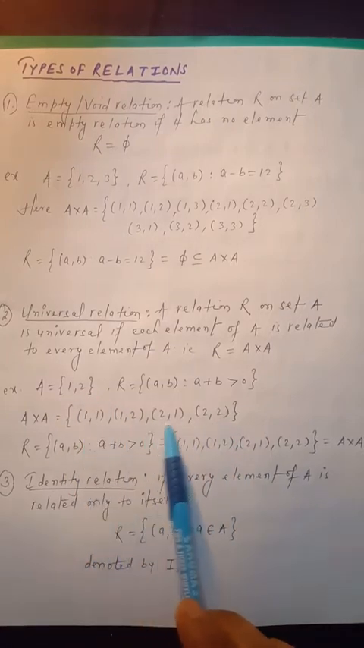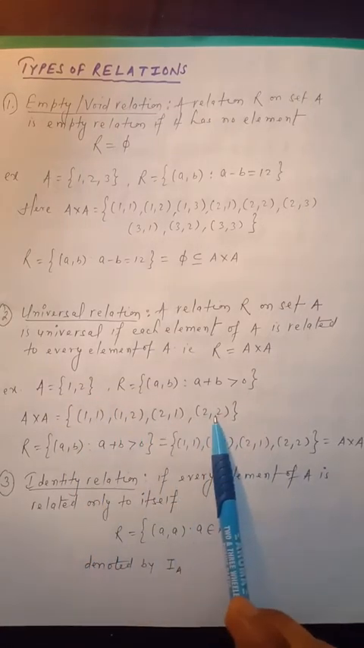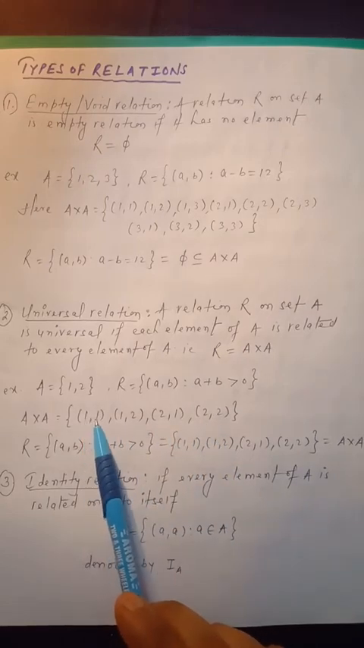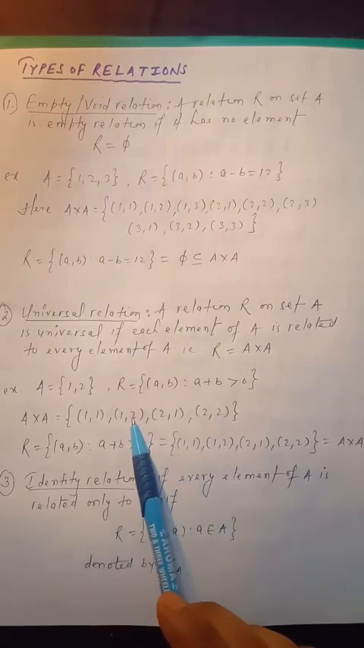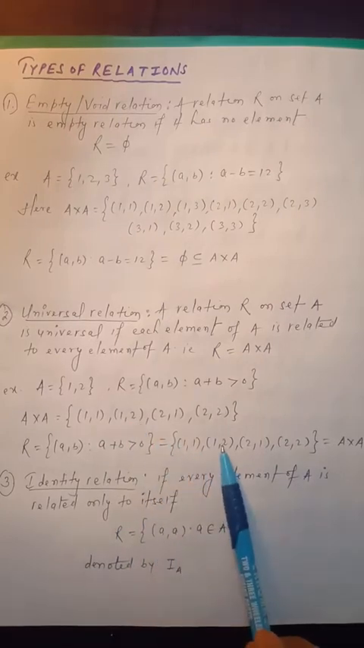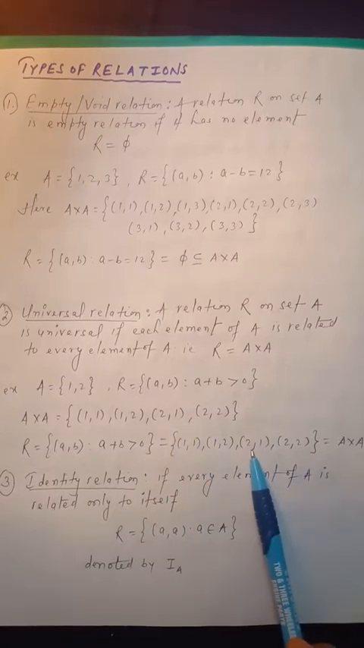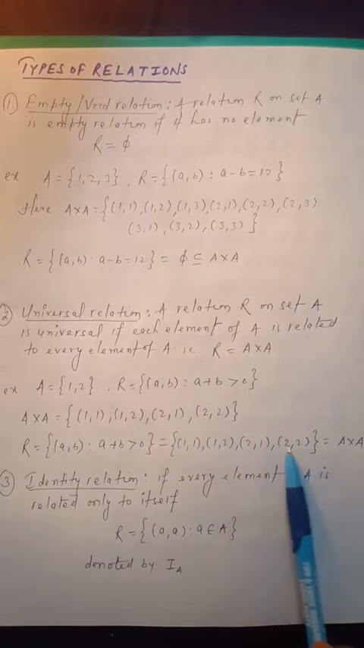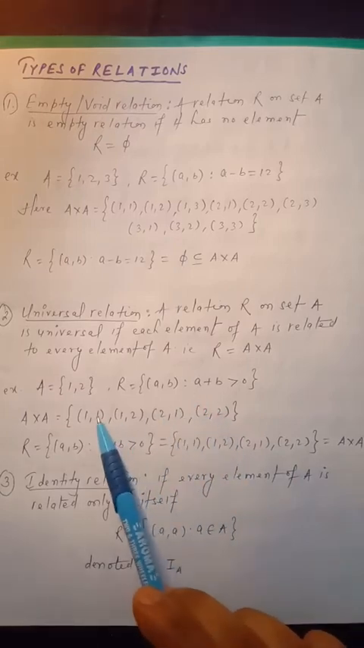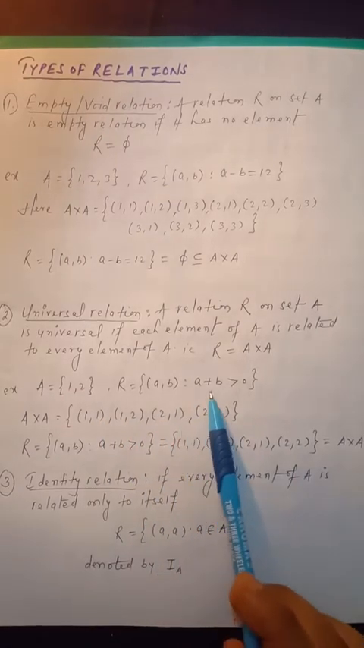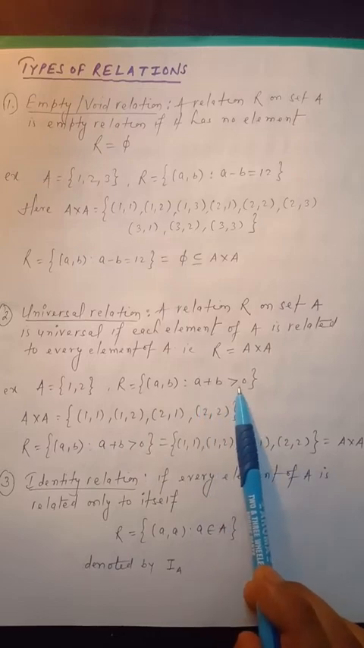Now find out those pairs which give a plus b greater than 0. Now you can check: 1 plus 1 greater than 0, it is true, so I will take it here. 1 plus 2, 3 greater than 0, correct. 2 plus 1, 3 greater than 0, take it. And 2 plus 2, 4, again greater than 0. It means all these ordered pairs are satisfying this condition that a plus b is greater than 0.